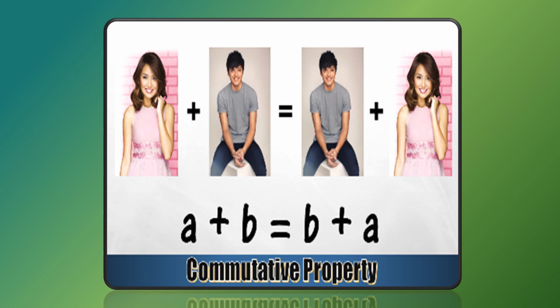Next is the commutative property. So as you can see, meron tayong given picture. Catherine plus Daniel is equal to Daniel plus Catherine. Or, let us represent in mathematical expression, Catherine is the letter A and Daniel is the letter B. So, kapag mathematical equation na yung commutative property, this will become A plus B is equal to B plus A. So, ano nga bang ibig sabihin ng commutative property?